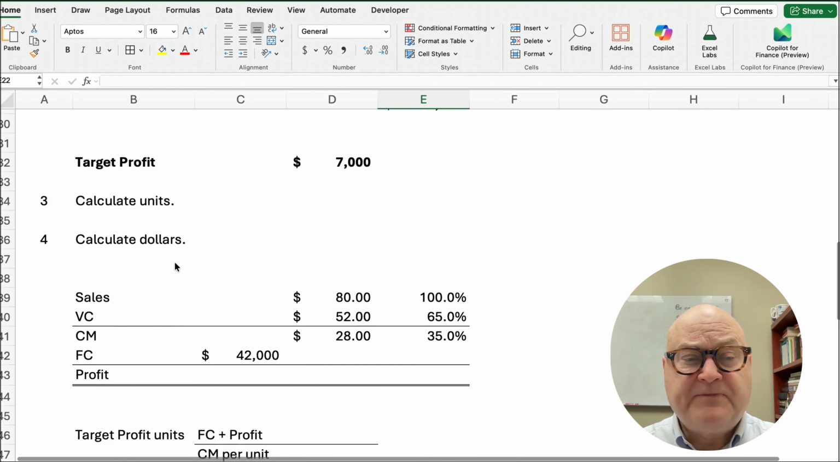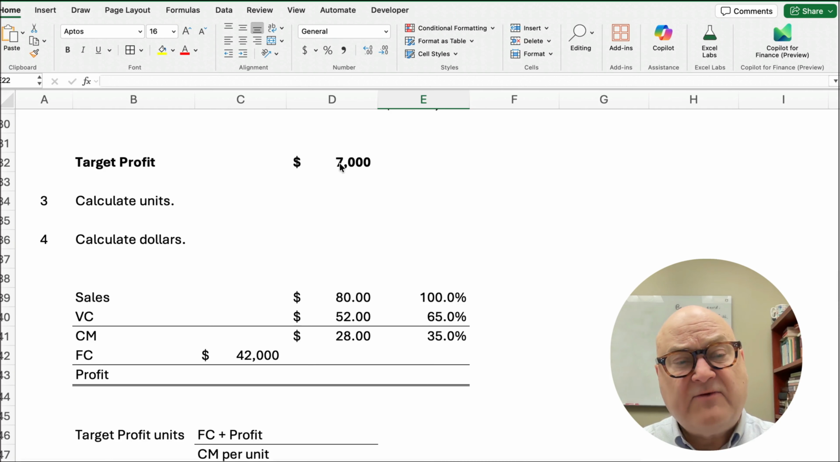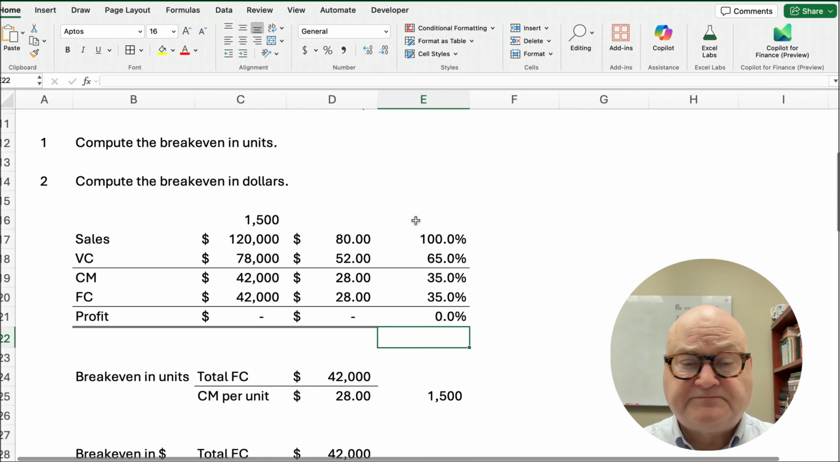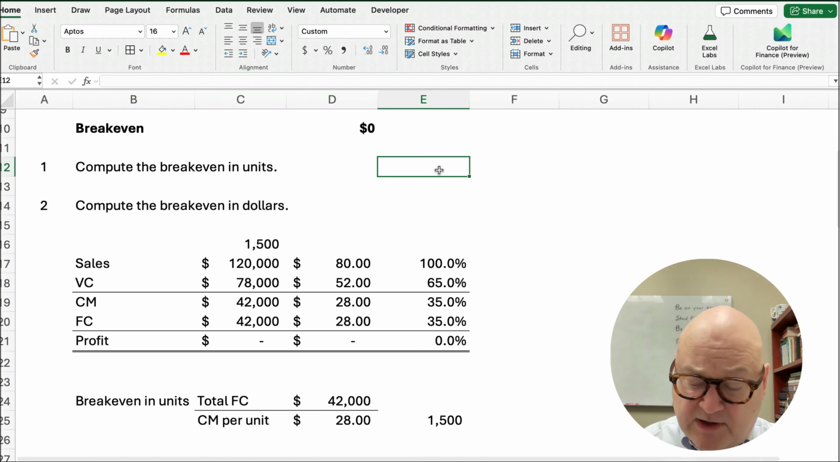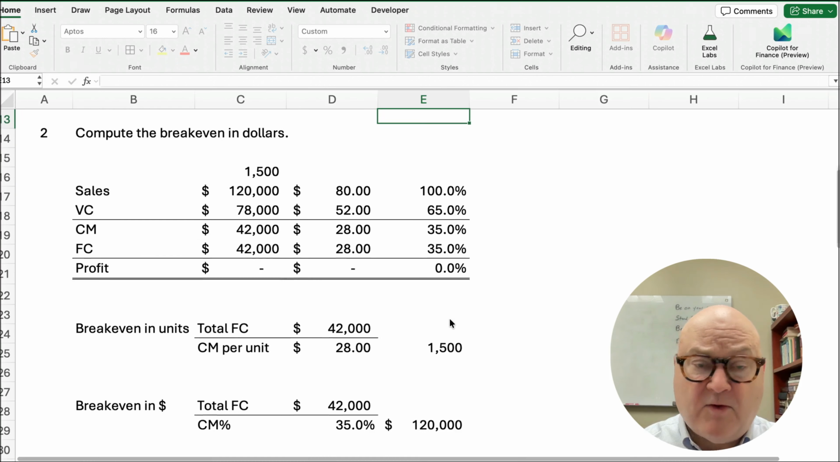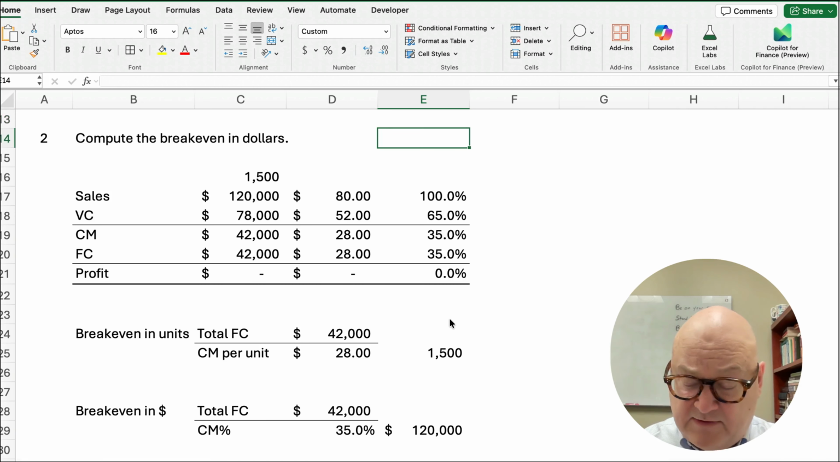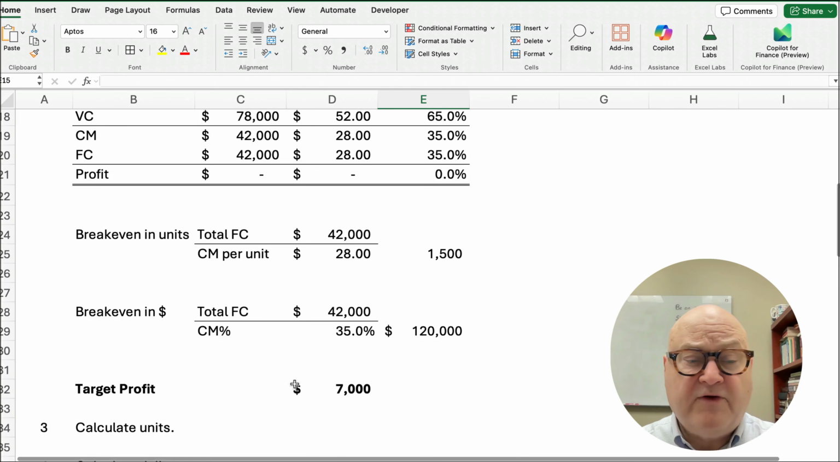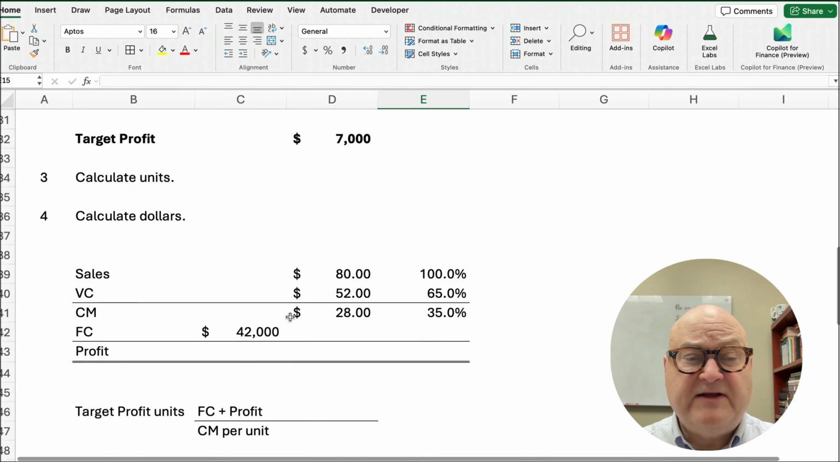So what I've done is said, let's say we want a target profit of 7,000. How many units and how many dollars do we need? Okay, so we're going to recalculate these right here. So I guess let's answer our question. What's the break even in units? 1,500. What's the break even in dollars? Well, it is 120,000.